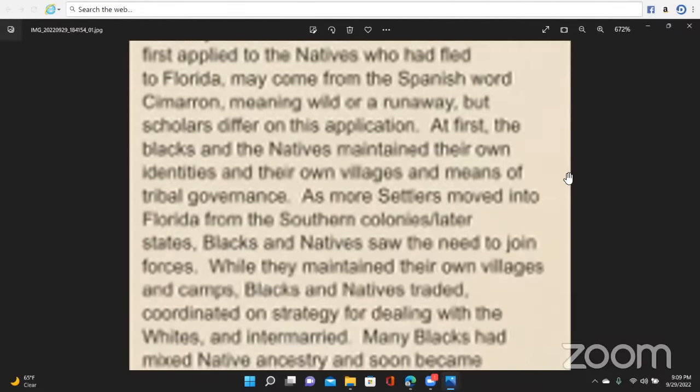At first, the identities in their own villages and means of tribal governance. As more settlers moved into Florida from the southern colonies, later states. Now, wait a minute. I keep telling y'all, we was the ones going to Florida. This is the stronghold of the war.